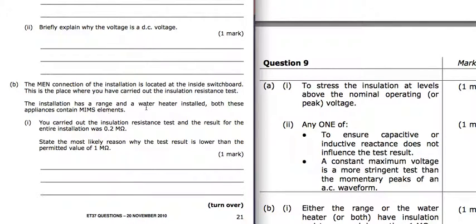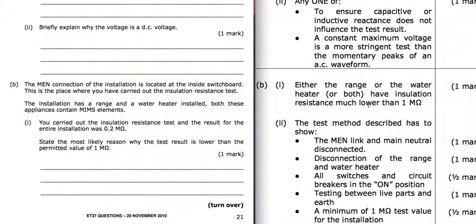The MEN connection of the insulation is located on the inside switchboard, and that's where we're going to carry out the insulation resistance test. Now we've got a range and a water heater, both of which contain MIMS. Again, MIMS, alarm bells, not 1 mega ohm. Carried out insulation resistance tests, and the result for the entire installation was 0.2 mega ohms. State the most likely reason why the test result is lower than the permitted value of 1 mega ohm. Now it's going to be because of these MIMS elements. So it's either the range or the water heater, or both, are going to have insulation resistance less than 1 mega ohm. So that's what we've got there.